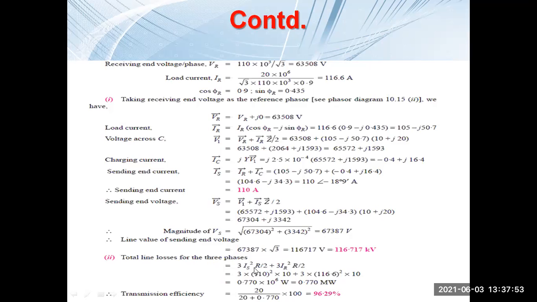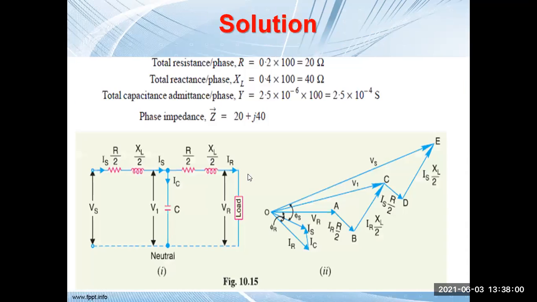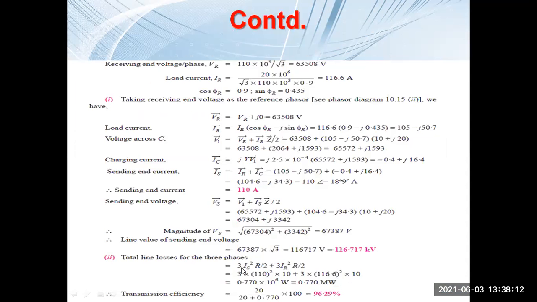Now total line losses will be equal to 3 into IS square into R by 2 plus 3 into IR square into R by 2. Because in the two parts, there will be IS square into R by 2 and IR square into R by 2. So there are two parts, the current is divided. Accordingly, if you multiply by 3, that will be for the 3 phases. So the line losses you can get. So line losses is known.